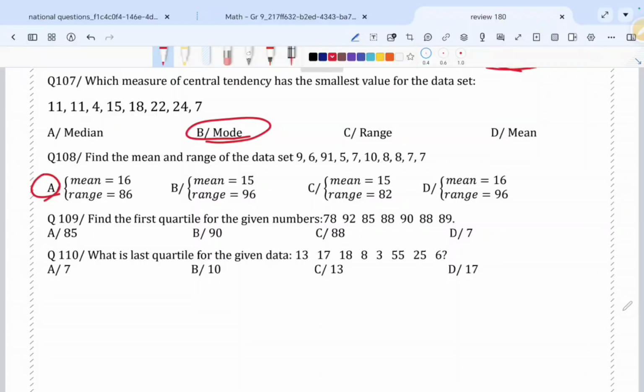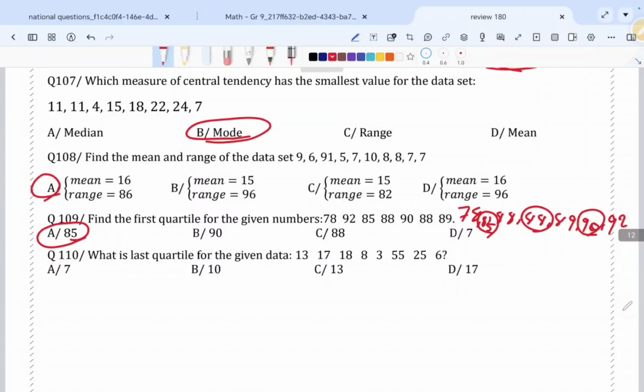Find the first quartile. For the first quartile, you have to order them. 78, 88, 88 again, 89, 90, then 90 and 92. Okay, I think I made a mistake. Yes, there is 85. So 88 is the median, 85 is the first quartile, 91 is the third quartile, okay? So they ask about the first quartile, which is equal to 85.